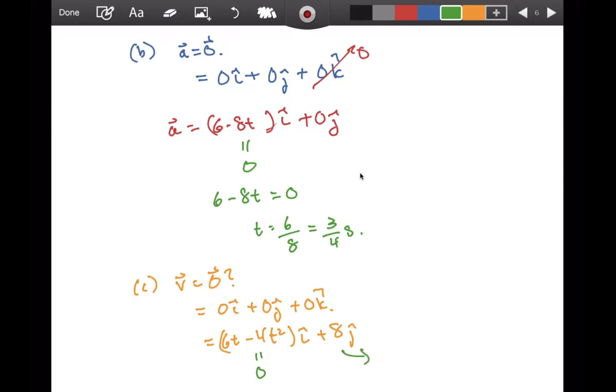But since the y portion is equal to 8, we can never set 8 equal to 0, because it's always just a constant of 8, which means the time that this thing is equal to 0 will be never. So this is never, not possible. Again, the reason is that the y component is 8 for all times, which means it's never going to be equal to 0, which means we'll never have a 0 velocity. So there's no way that this thing is possible.